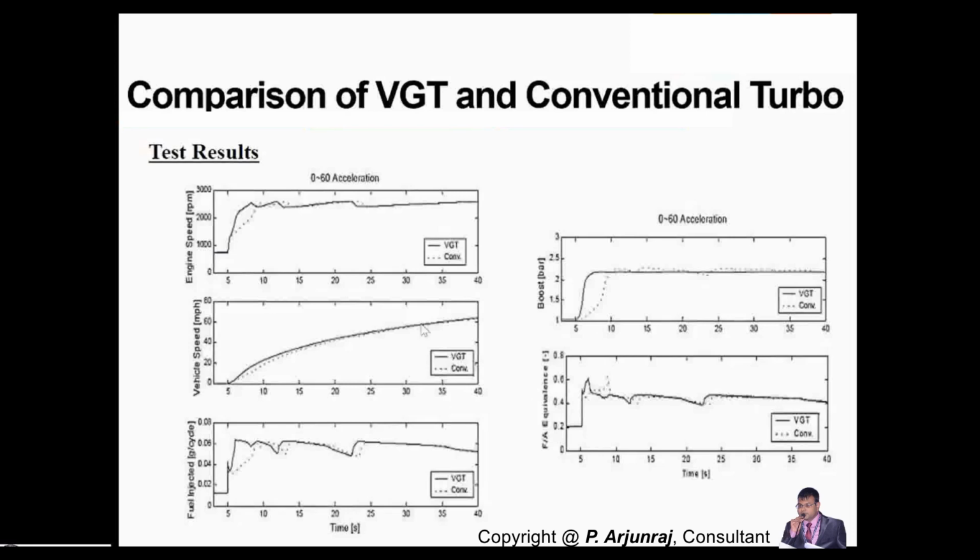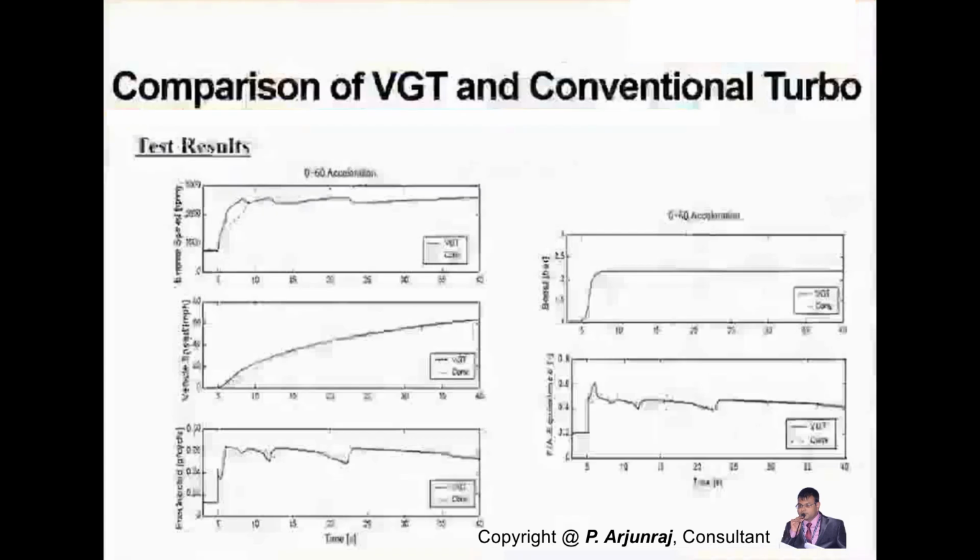And again, this will also increase the vehicle speed because you're going to increase the engine speed at the lower RPM. You can see up to 40 seconds, the vehicle speed can be higher. Similarly, the air-fuel ratio, or fuel-to-air equivalence ratio, is also going to be higher during the initial seconds for the variable geometry turbocharger.